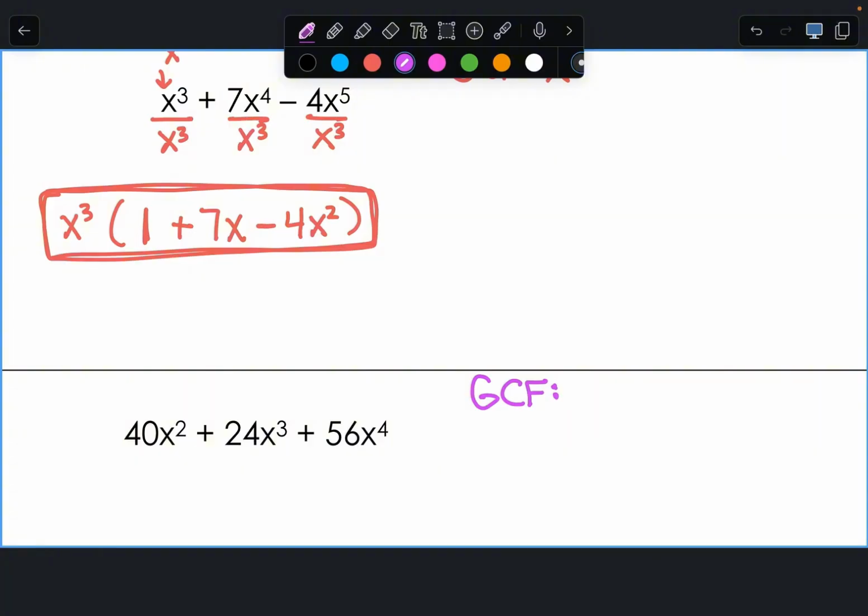All right. What is the greatest common factor, or what is the largest number that you can multiply to get all 3 of these? 8. If you do not know this, it's very important that you make your T-chart. Now, all 3 also have what variable? X. What is the smallest x exponent? 2. So everything's going to be divided by 8x squared.